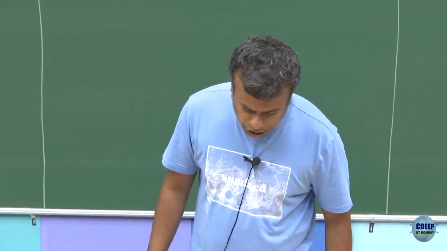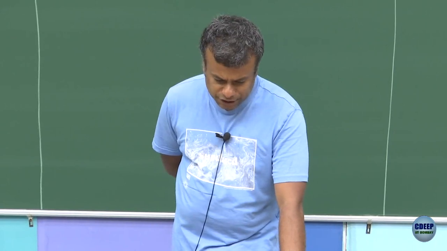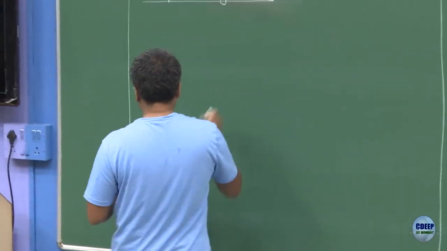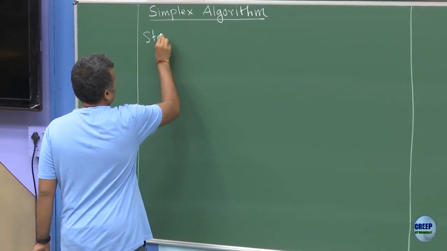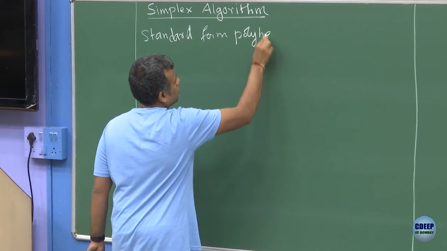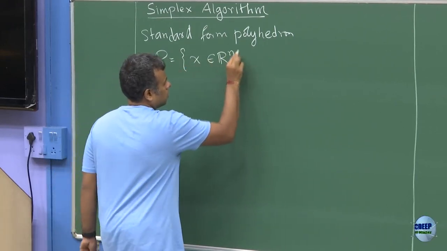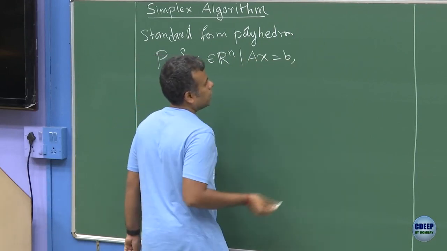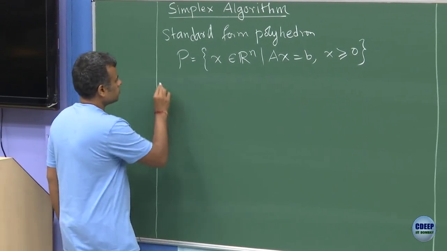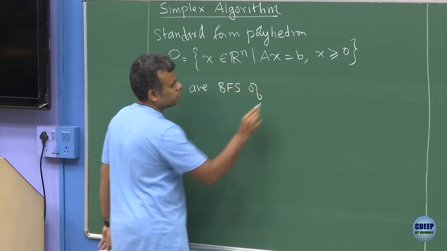So that's why we want some sort of algebraic characterization. So we need one more step. I'm going to tell you what this is before we can actually introduce the algorithm itself. So if we have a standard form polyhedron P, such that Ax equal to b, x greater than or equal to 0, then you ask the question, what are the basic feasible solutions of P?